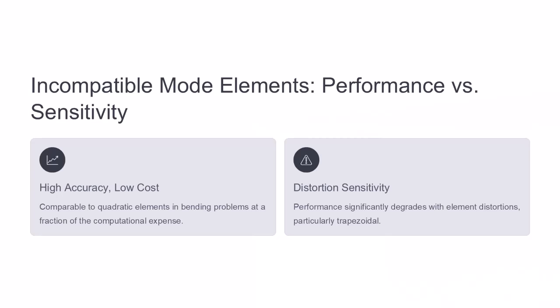Incompatible mode solids often give accuracy close to quadratic elements, but with a cost similar to linear elements, so they are a very good compromise for bending problems. The trade-off is that they are more sensitive to element distortion, so you still need a reasonably good mesh quality to get stable results.